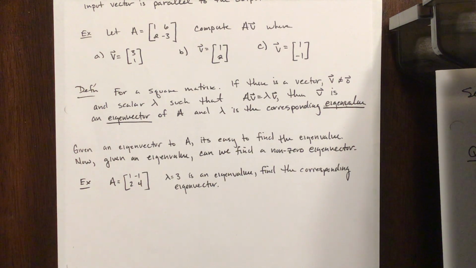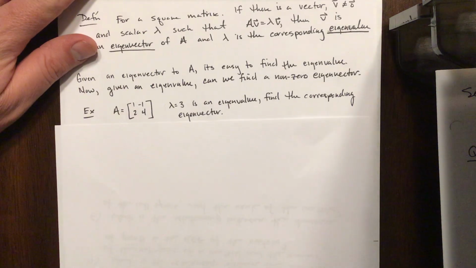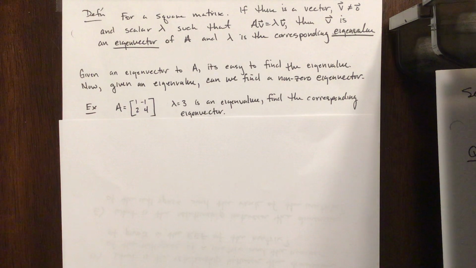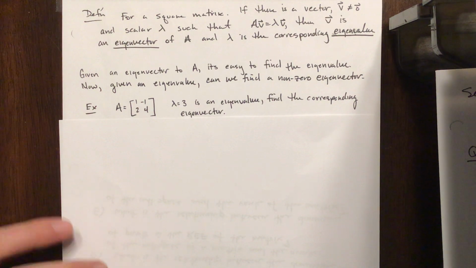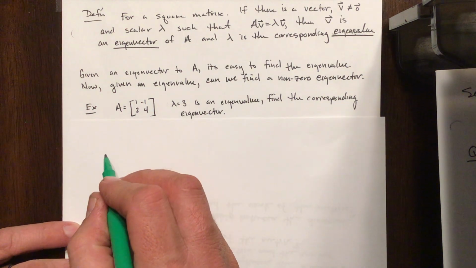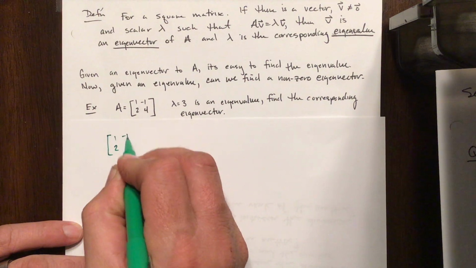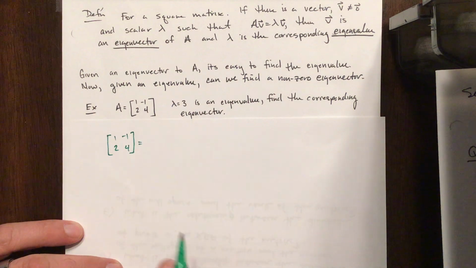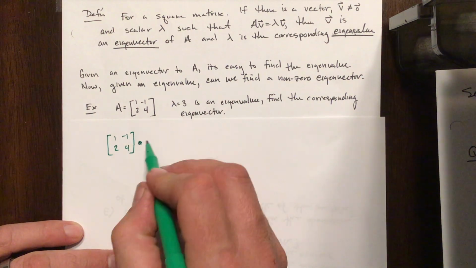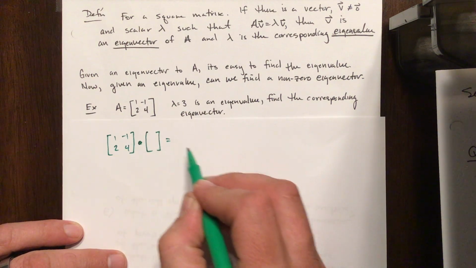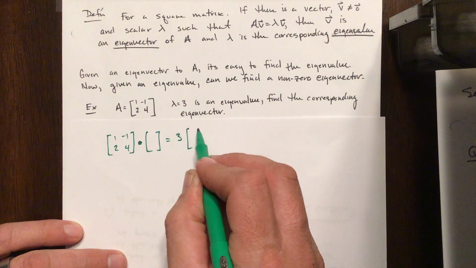So, next question. Given an eigenvector to A, it's easy to find the corresponding eigenvalue. If I tell you that (3, 1) is an eigenvector, you multiply (3, 1) by the matrix A, you see what the output is, and you find the scalar that you multiply the input by to get the output. Now, what happens if I give you an eigenvalue? Can you find the non-zero eigenvector associated with it? Let's take a look. So I give you the matrix [1, -1; 2, 4], and I tell you that there's some vector out there that when you multiply it by the matrix A, you get 3 times the vector that you plugged into it.